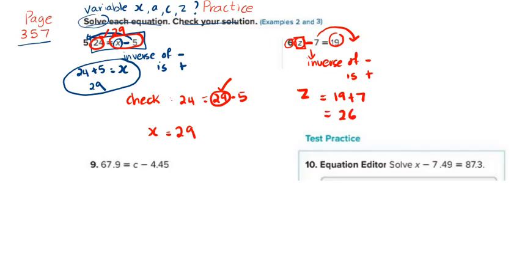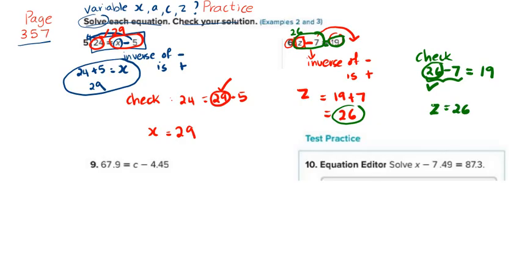Right, we're now going to check, is this answer correct? So we're going to go back to the equation, z minus 7, and see, does it equal 19? So in place of the z now, I'm going to put my 26. And we're going to test, is 26 minus 7, what is that equal to? Yes, it is equal to 19. So that means that this z value that I used is correct.